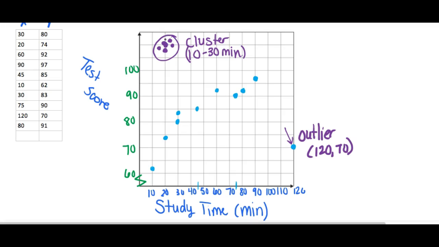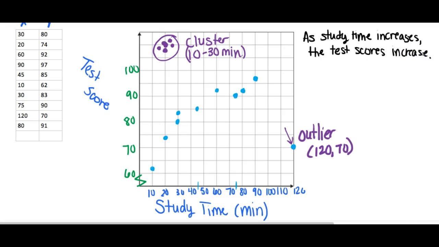Okay? Now, if you look, as the study time increases in general, what's going on? How would we describe this? Good. So when we need to interpret, we can say as study time increases, what happens to the test scores? The test scores increase. So whenever you are describing or you are asked to interpret a graph, this is what we're looking for. You have to tell us about the X and the Y.